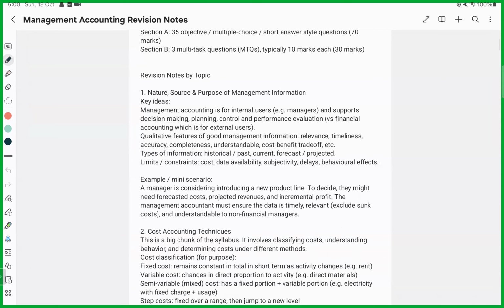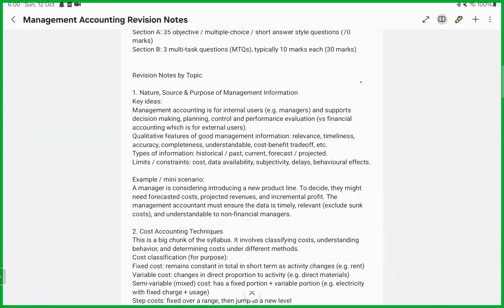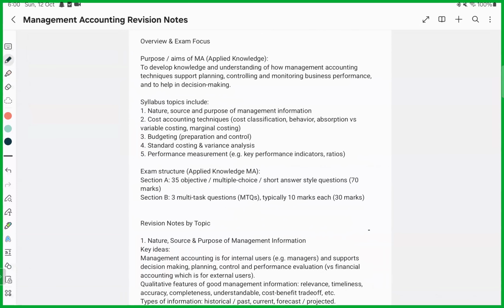Good morning, students. We are here for the purpose of revision of management accounting, which is the third paper of your ACCA course. So what are we going to do today? Let me just explain what management accounting is actually all about. Management accounting basically helps you gain knowledge and understanding of how management accounting techniques support the planning, controlling, and monitoring of business performance, which will help the management of the organization in taking decisions.